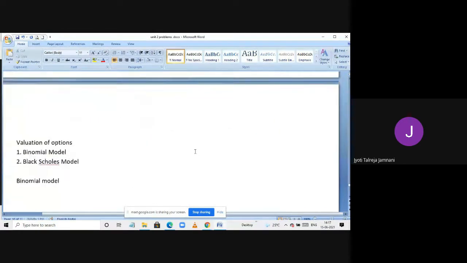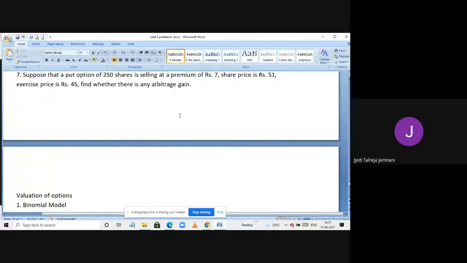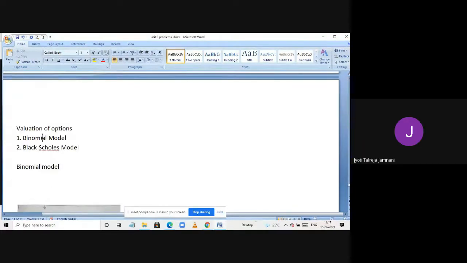And we will start with the next thing, that is valuation of options. Tomorrow's class is important because I'm going to start with valuation of options. The first method is binomial model, and it comes for 7 or 10 marks in exam. Then after we finish binomial, we'll do Black-Scholes. This also comes for 10 marks in exam. So these both models are very, very important.